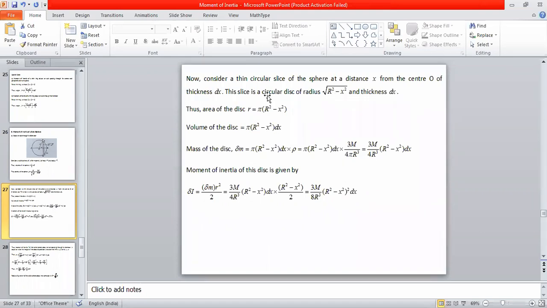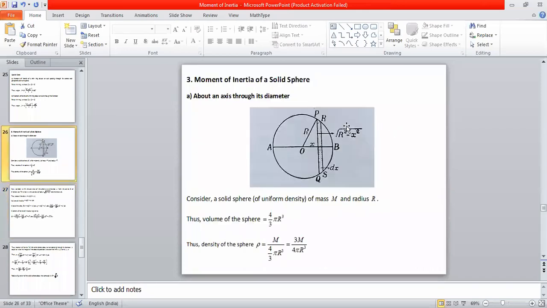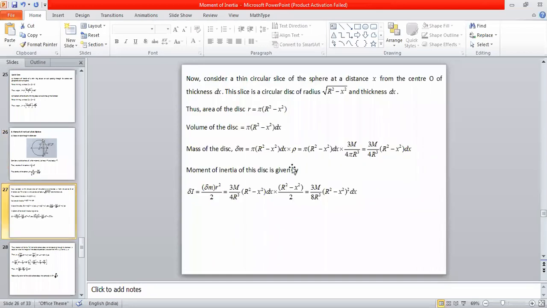Okay, so thus this slice PQRS is a circular disc of radius square root of R square minus x square, and the thickness, that is the gap between PQ and RS, write it as dx. dx is the thickness of the slice, thickness of the circular disc. Although it is two-dimensional, because of its small thickness it has a volume also, and we are calculating area, volume, everything.